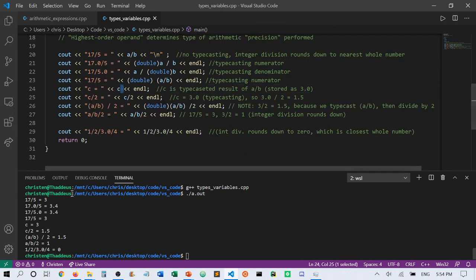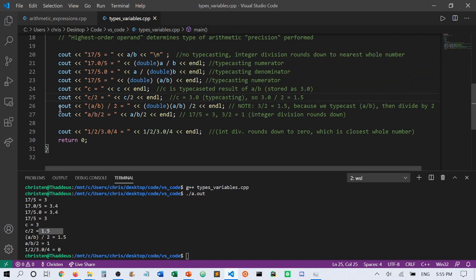So here, when we print C, you can see that it has the value of 3. It's actually 3.0 because of the operation that we did before up above. If we then take that number and divide it by 2, notice that we get 1.5. So we're getting a floating point value out of it because the numerator is already a double. Even though it's being printed as 3, it is stored as 3.0. So when we divide it by an integer, we will get a double as a result.